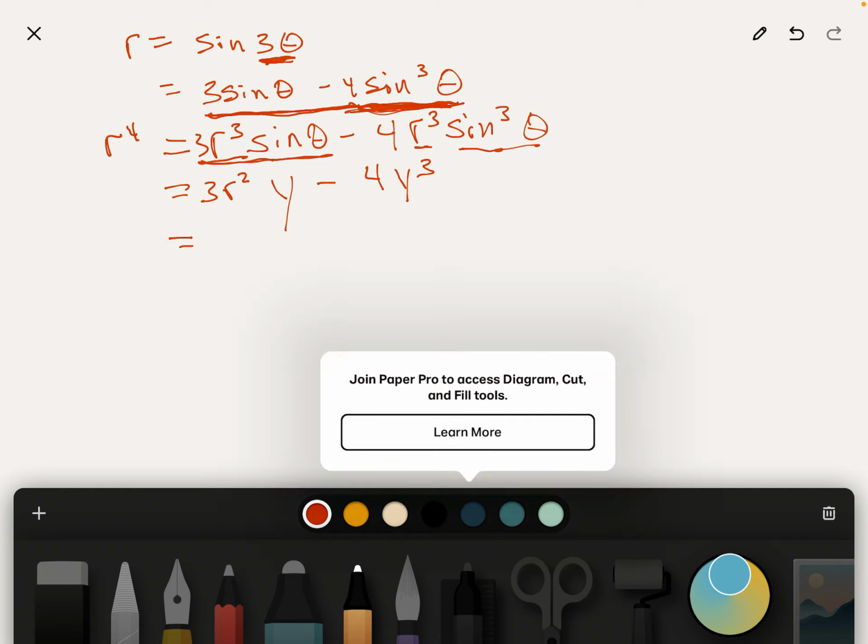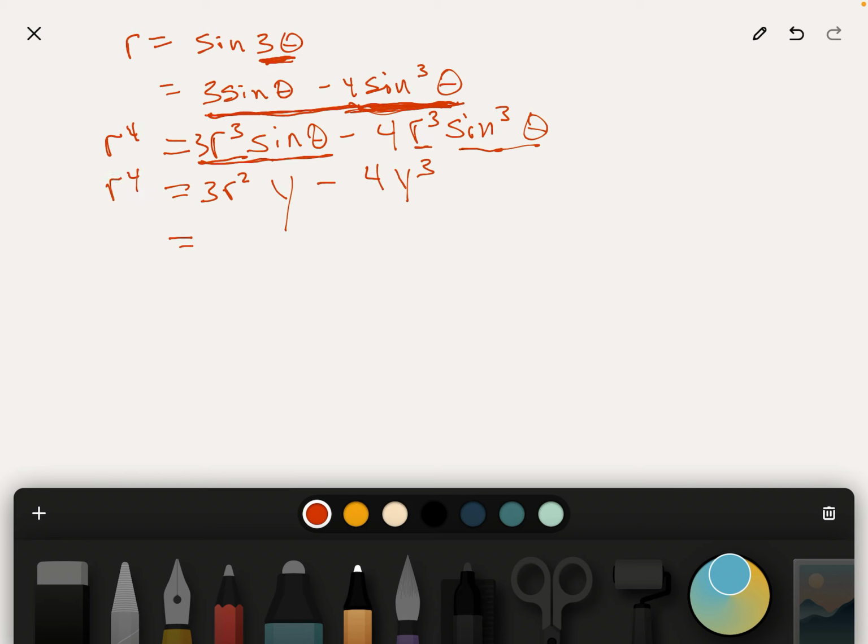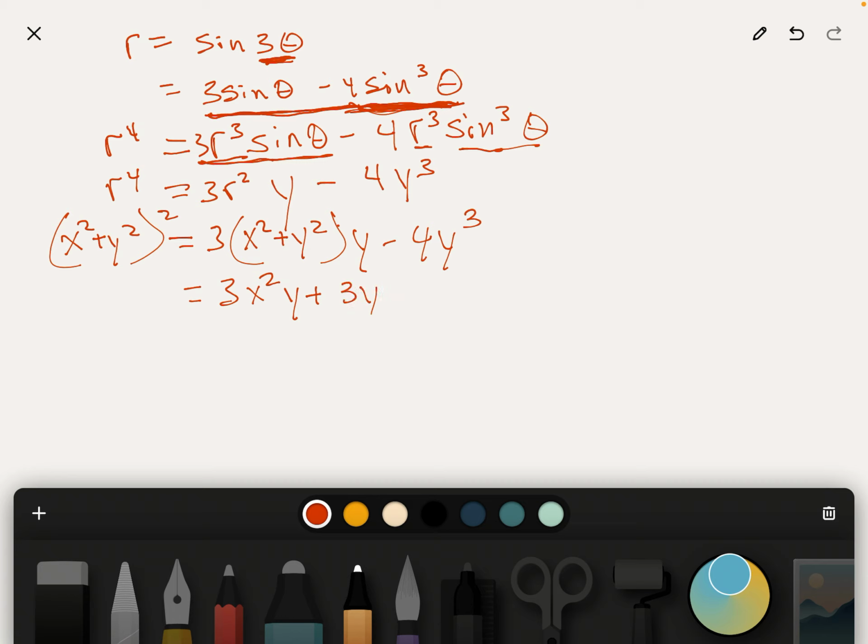And then r to the 4th, that's x squared plus y squared, squared. And then you've got 3 times x squared plus y squared times y minus 4y cubed. And you can simplify the right side a little bit. It's 3x squared y plus 3y cubed minus 4y cubed, equals 3x squared y minus y cubed.